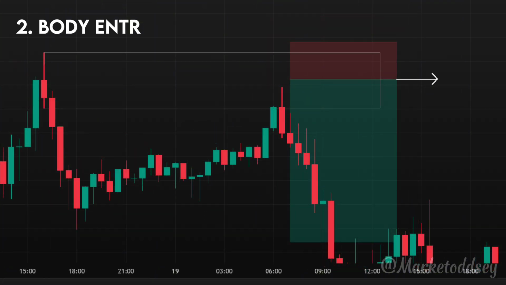2. Body entry. Target the middle of the candle's body, the thick part. Pros. Tighter stop-loss equals better reward-to-risk ratio. Cons. Prices might not reach this zone and could lead to missing opportunities.